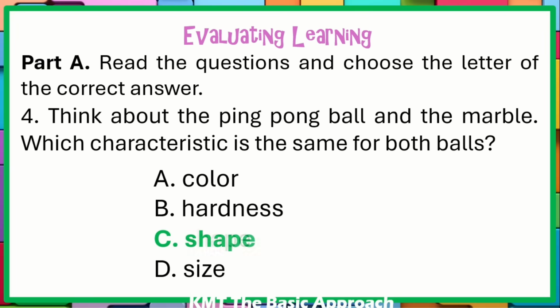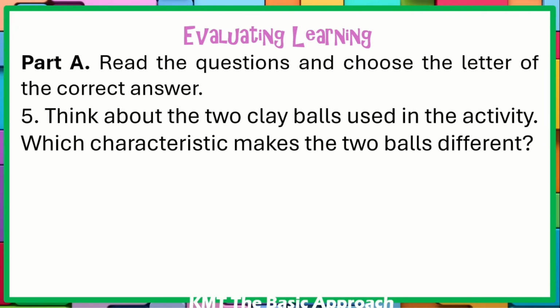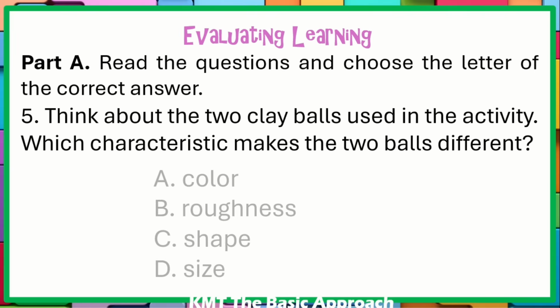Correct! Letter C. Shape. Number 5. Think about the two clay balls used in the activity. Which characteristic makes the two balls different? A. Color. B. Roughness. C. Shape. D. Size. What is the correct answer?